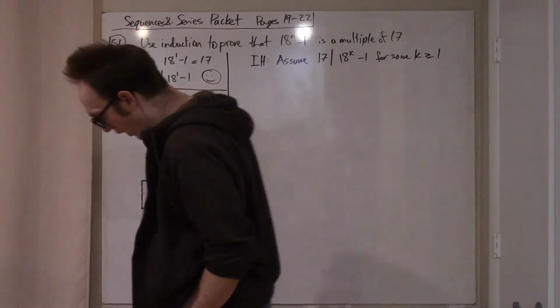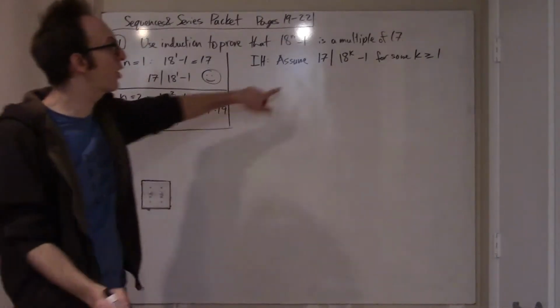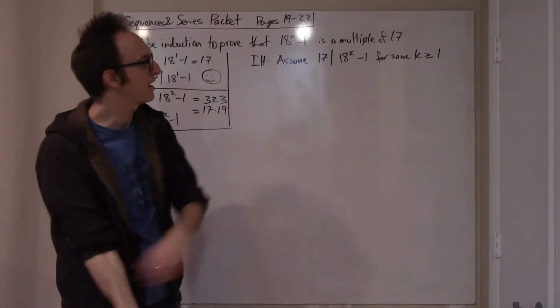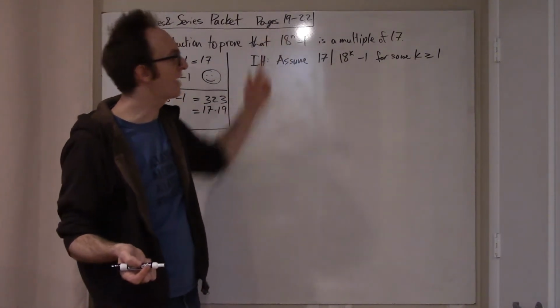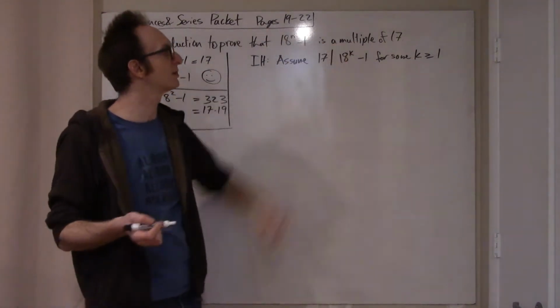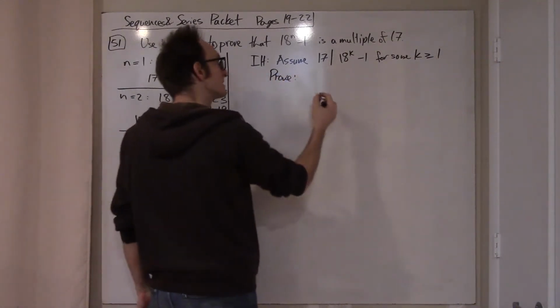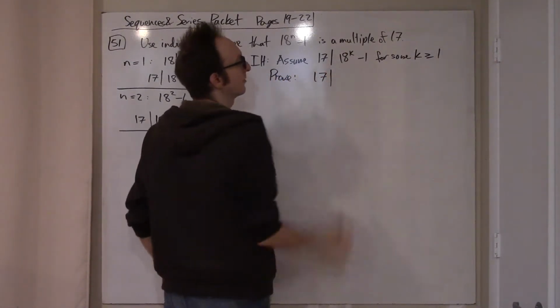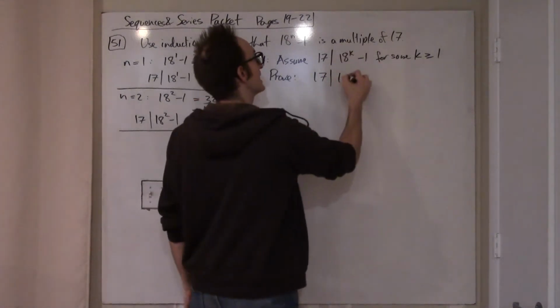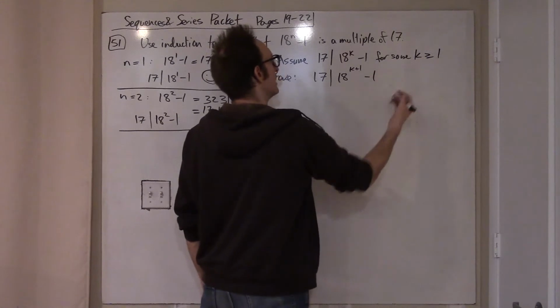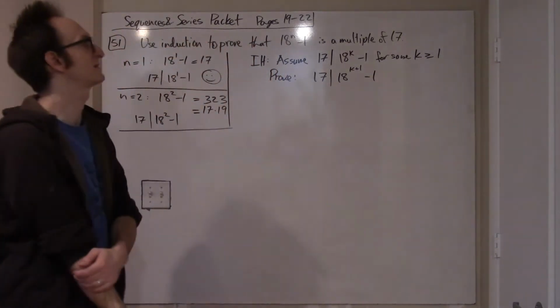Okay, so I'm going to take an arbitrary number k, and I'm going to suppose that the thing I'm trying to prove is true. And, okay, if you don't like this divides notation, you don't have to use it. You can just write out, is a multiple of. But anyway, what I need to prove is that the next number, in other words, 18 to the k plus 1 minus 1, also is a multiple of 17.